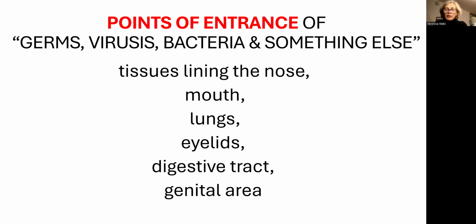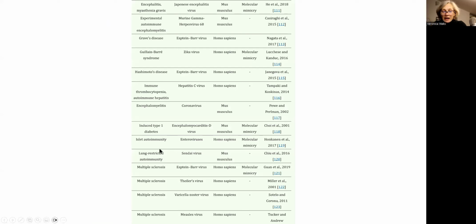Now, before I go further with the explanation, I want to point out that places of entrance of bacteria, viruses, or foreign substances, that something else, could be the nose, mouth, lungs, eyelids, digestive tract, genitalia. Also, we may consider here vaccination because all the vaccines are made with particles of bacteria and viruses.